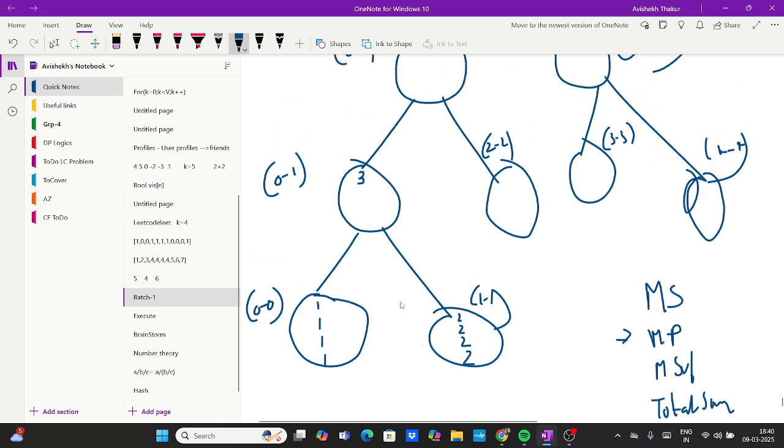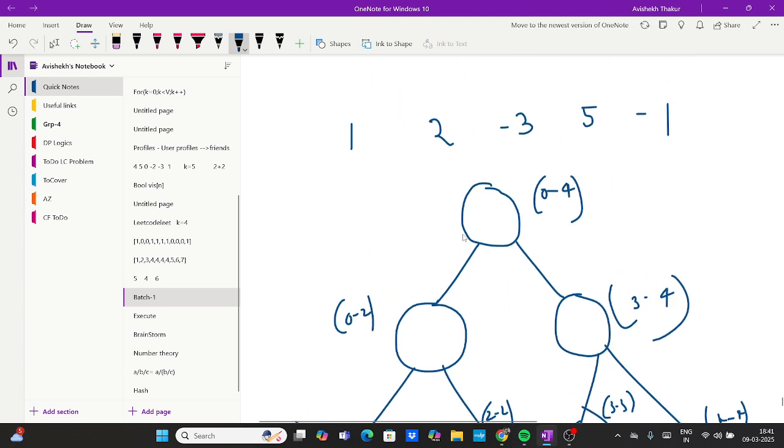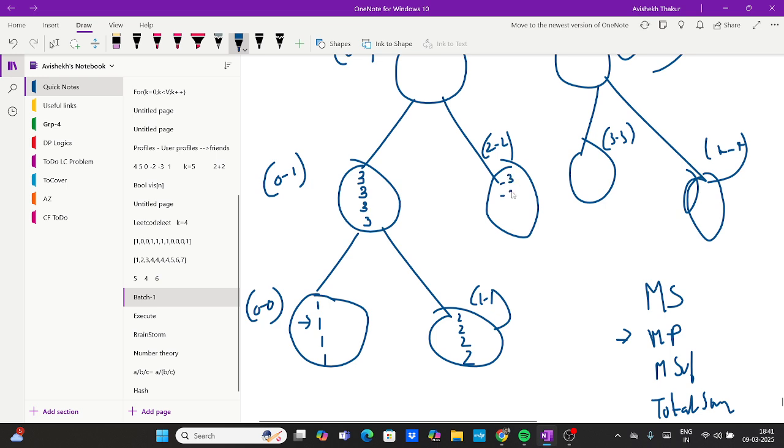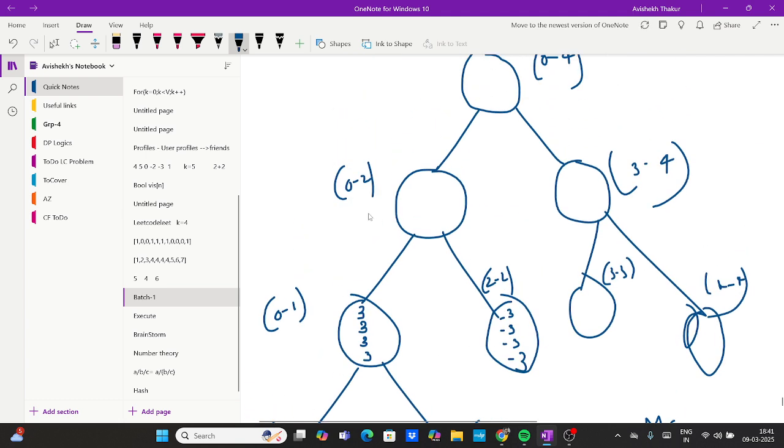Next is maximum prefix. Maximum prefix is nothing but the maximum prefix of this or the total sum plus the maximum prefix of this one. Correct? So can I say the answer is 3? This also will be 3 only probably, and this total also 3. What about this 2 to 2? Minus 3. Is it fine? It's fine.